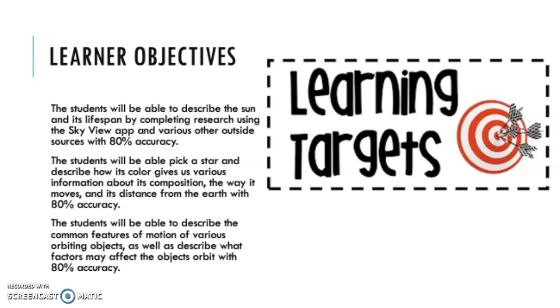The students will be able to describe the common features of motions of various orbiting objects, as well as describe what factors may affect the object's orbit with 80% accuracy.